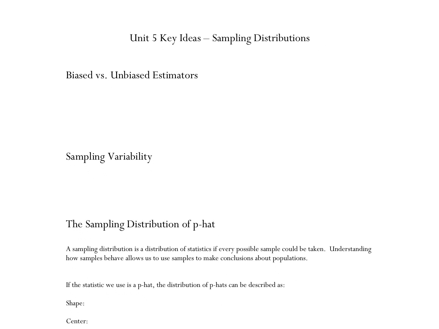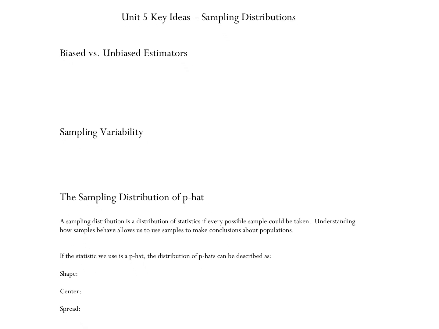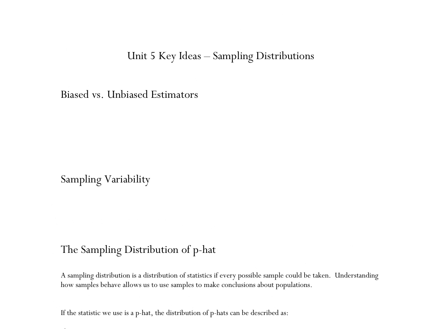All right, everybody. To talk about the Unit 5 key ideas. Unit 5 was where we really started looking at sampling distributions. And for a sampling distribution, what you do is you take many samples and record some measurement of that sample.